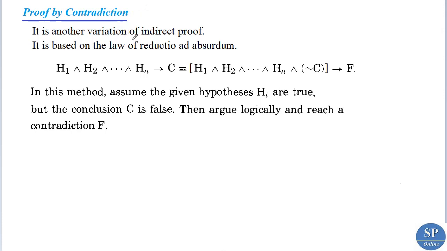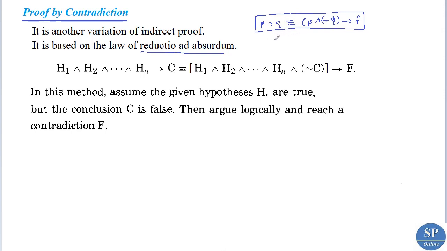Proof by contradiction is based on the law of reductio ad absurdum. We know the law of reductio ad absurdum is nothing but P implies Q is logically equivalent to P conjunction negation Q implies F. This is the law of reductio ad absurdum. So P implies Q is logically equivalent to P conjunction negation Q implies F, where F is a contradiction. Proof by contradiction is actually based on this reductio ad absurdum law.